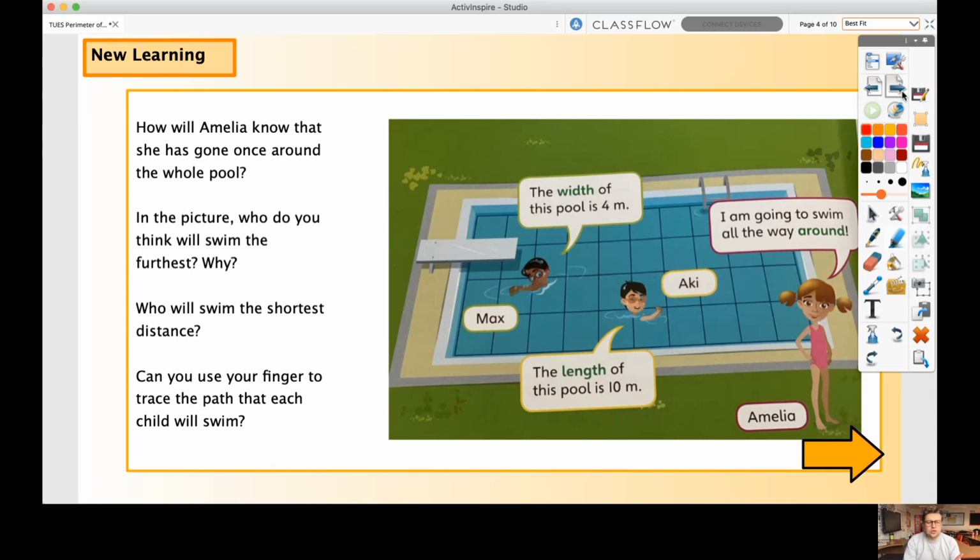And can you use your finger to trace the path that each child will swim? Pause the video here. Have a go at tracing your finger along the path that each child's going to swim. So Amelia's might be in a rectangle all the way around because she's going all the way around our rectangular pool. Aki's is going to be across and Max's is going to be the width. Try and trace the path that each child's going to swim with your finger, and then we'll come back and we'll draw it on.